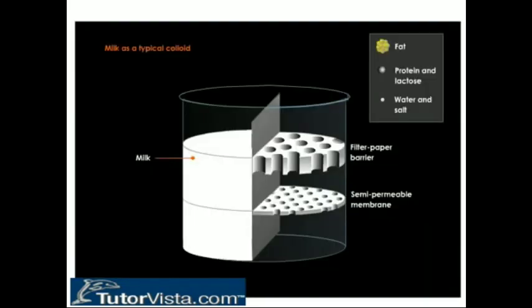The particle sizes of a colloidal solution are such that they can pass through ordinary filter paper but not through a semi-permeable animal membrane. Observe what happens when a colloidal solution like milk is passed through a filter paper barrier and then through a semi-permeable membrane. Ordinarily, colloids cannot be seen by the naked eye, but can be viewed only under a powerful microscope.